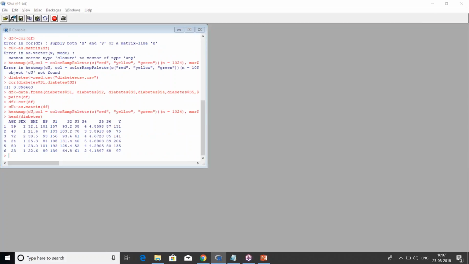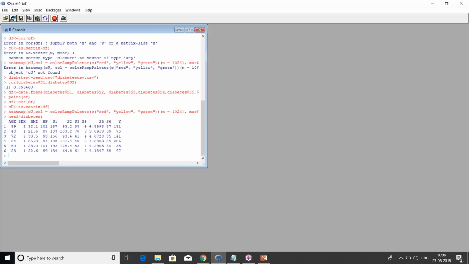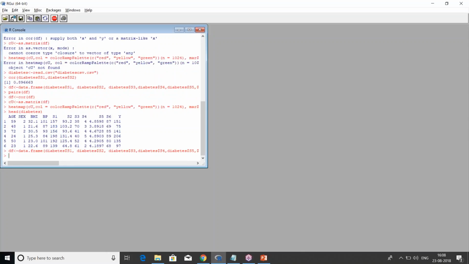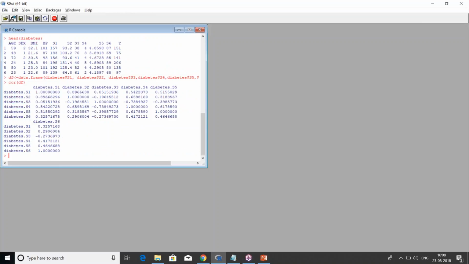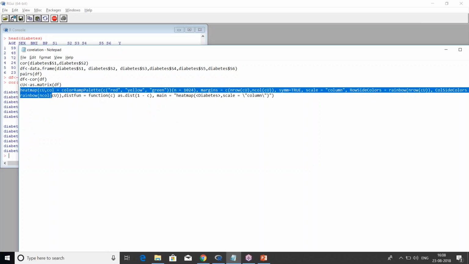A simple way would be just to create a data frame which has all of these variables bundled together, and then we can just use a cor function to get the correlation, which is a quantized representation of the relationship. So the values range from -1 to 1 depending on the strength of the relation, whether it's positively correlated or negatively correlated. And a good way to visualize that, rather than using the conventional pairs command, is to use a heat map, which is essentially color coding the nature of the relationship.